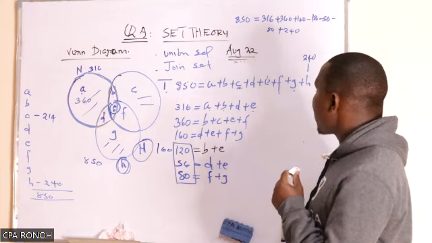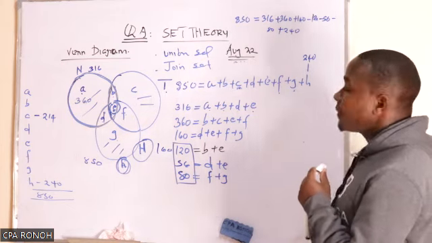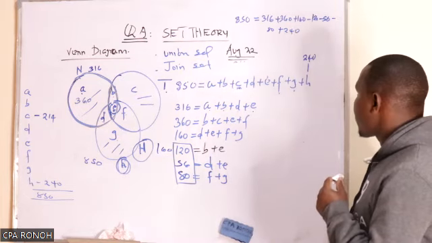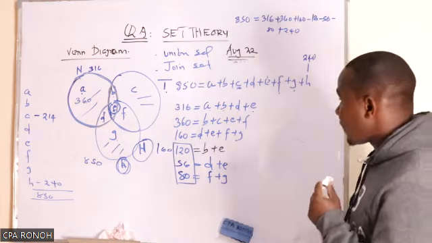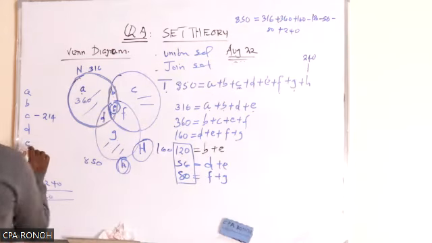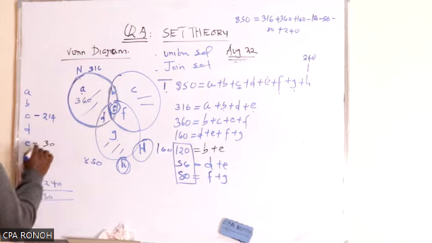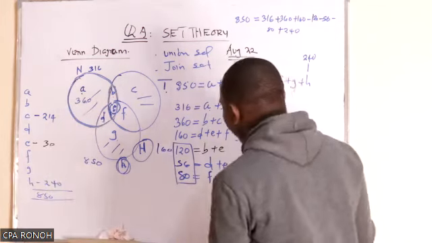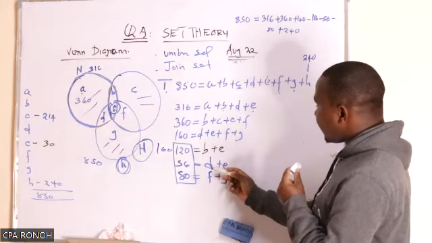So take the total, that is 850 minus 820. That is 30. It gives us 30, so 30 is the value of E. Now, once you have the value of E, you can easily get the value of D.